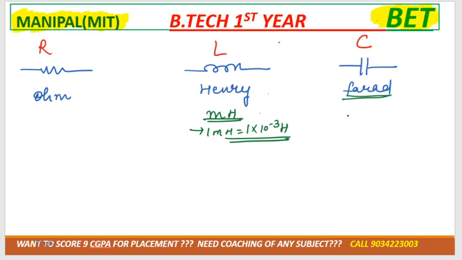Next is farad. Generally, they'll give farad in microfarad. So 1 microfarad is 1 into 10 raised to power minus 6 farad. And ohms they give in ohms only.